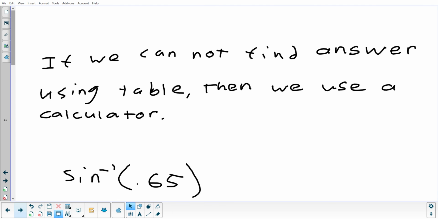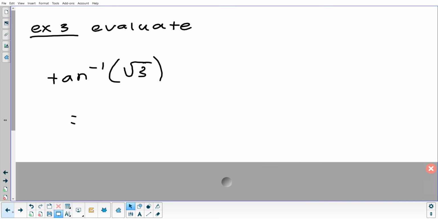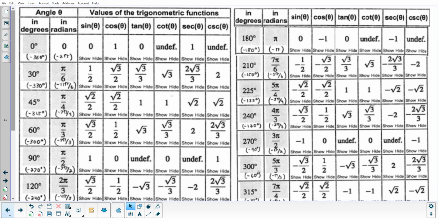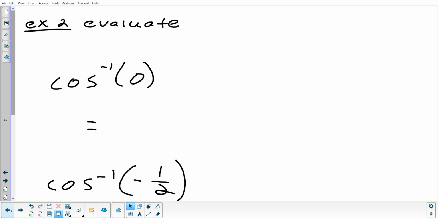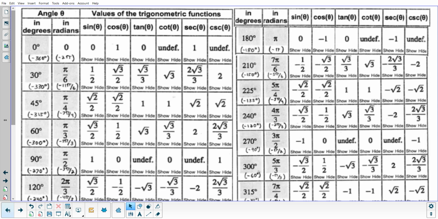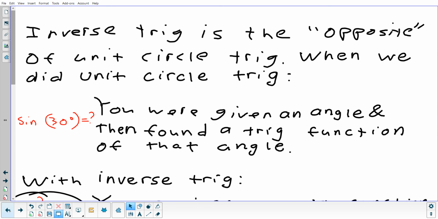0.65, no. 0.65 is not a number that's in the chart. If you look at it, you don't see any 0.65s in any of these columns. So you just kind of get used to what numbers appear in these columns and check, is that a number that appears in the columns? If it is, you use the chart. If it's not, then you have to use a calculator.